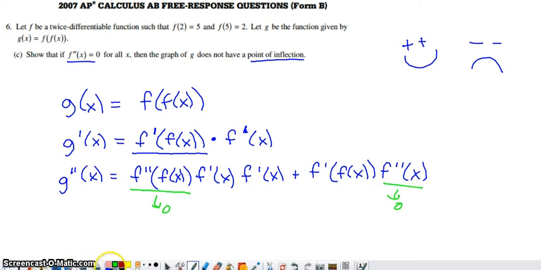If g double prime is always 0, there's no way that you can have a sign change for g double prime at any value of x. It's always 0. So since the second derivative is always 0, we have no points of inflection because there aren't going to be any sign changes in the sign chart for g double prime.